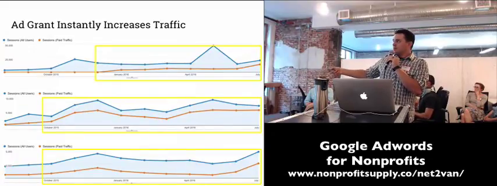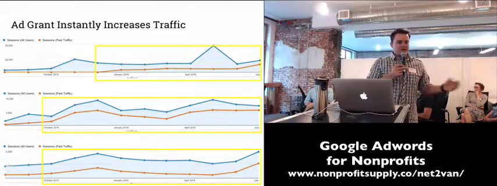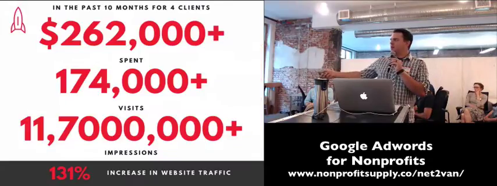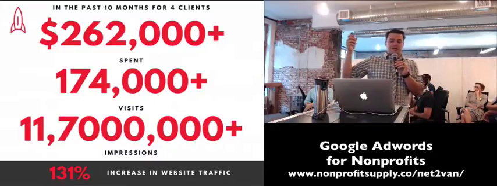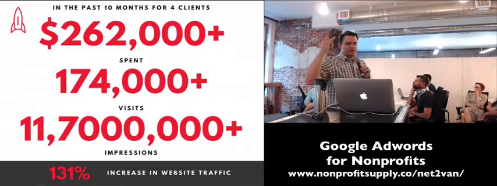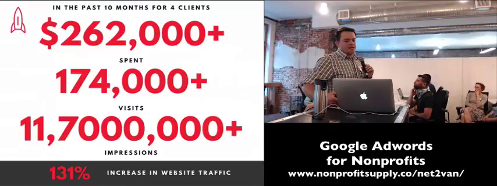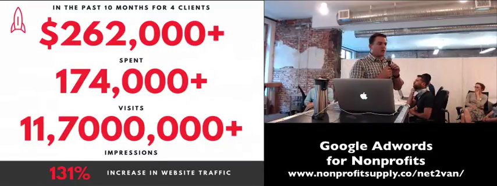So here's just an example of when we took over their traffic, and then the orange bar is the paid traffic. And so it's not the best visual, but here's what ended up happening. So forget this impression metric, that's useless. But for these 10 clients, we spent over $260,000, 174,000 visitors to a website over those 10 months. And their traffic increased 131% compared to that same time period last year. And so that's just 4 clients.